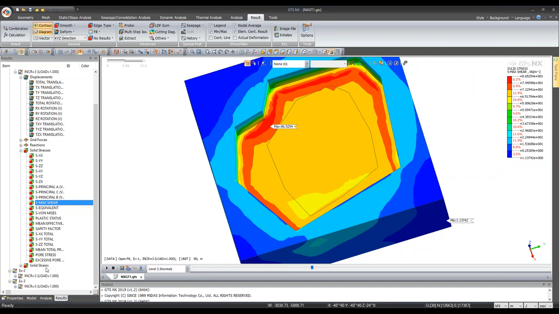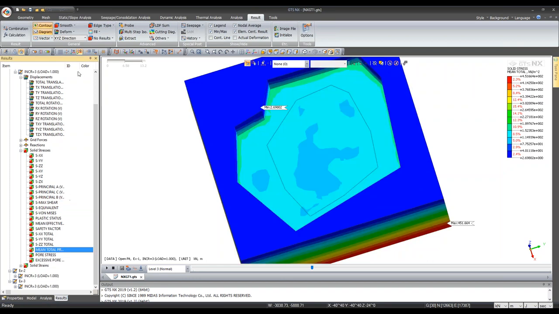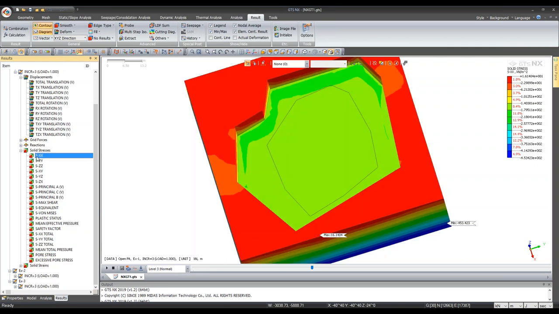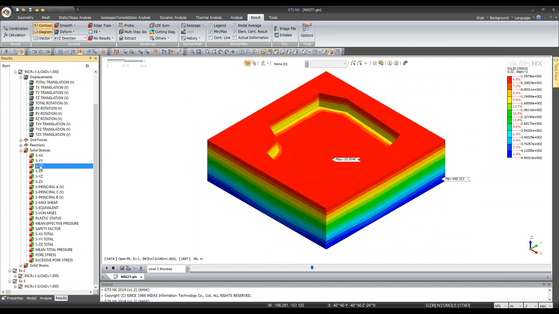Similarly, when you provide your water level, you can find your pore water pressure and all the other cases. But in this current model, I haven't provided my water level. So you can go for stresses in the lateral direction and in your vertical direction. So these are my vertical direction stresses.